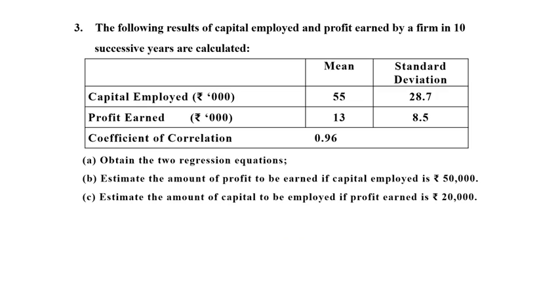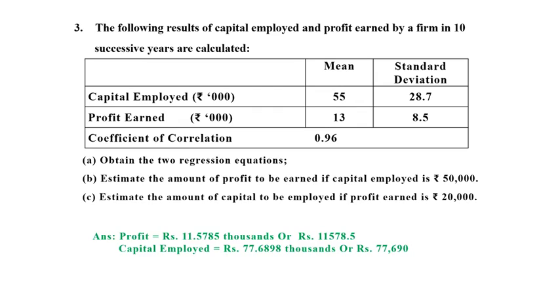Following results of capital employed and profit earned by a firm in 10 successive years are calculated. Mean is given, standard deviations of both the series are given, and correlation coefficient is given. Obtain two regression equations. Estimate the amount of profit to be earned if capital employed is rupees 50,000. Estimate the amount of capital to be employed if profit earned is 20,000. Answers are given like this. Pause this video and work out on your own. Answer should be like that.